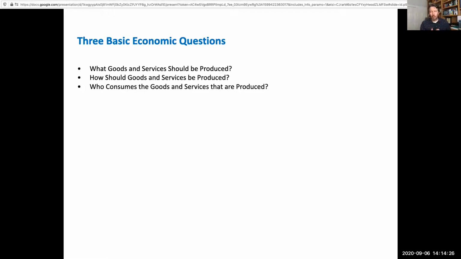We answer these questions, whether we think about them or not, as a government and society. And really what you can do is start looking at a society and say, okay, how are they answering these questions? And you can figure it out even if they haven't sat down and actually said, let's answer these questions beforehand.